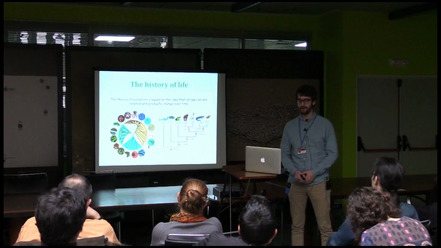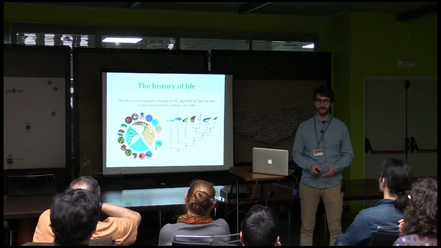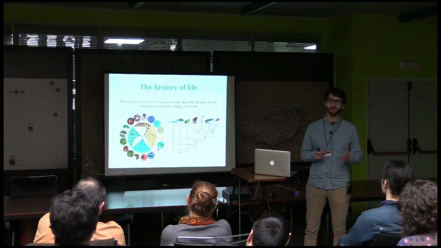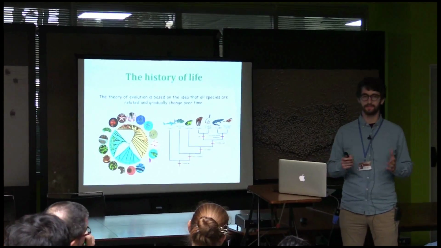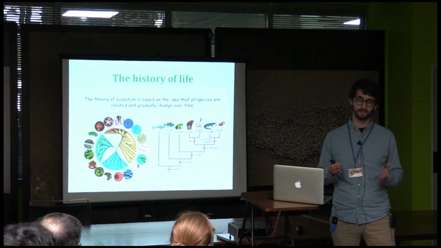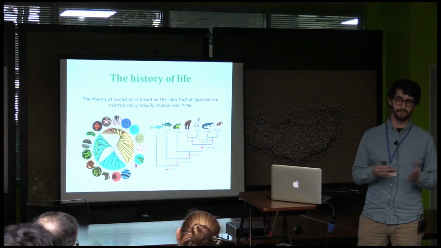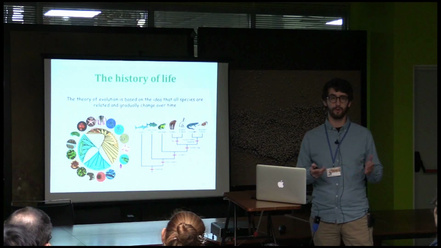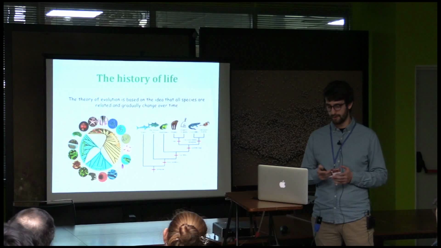As you all may know, the theory of evolution is based on the idea that all species are related and they gradually change over time. The accumulation of small changes can produce enough differentiation that some populations of the same species will not be able to reproduce with other populations of the species anymore. When this happens, we say that it's a speciation event, right?